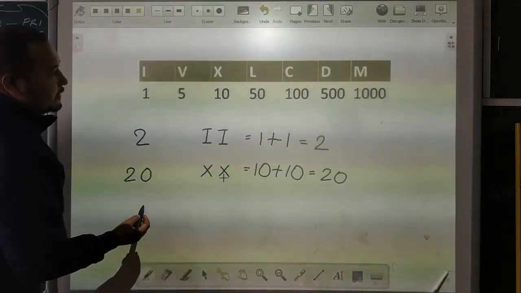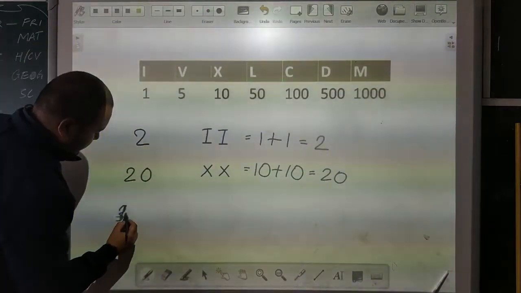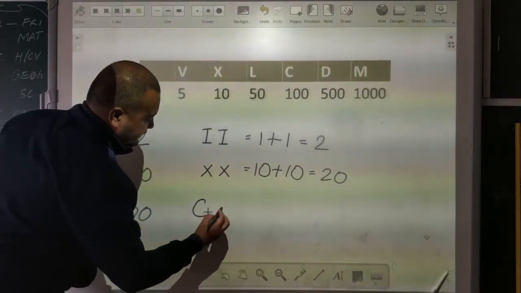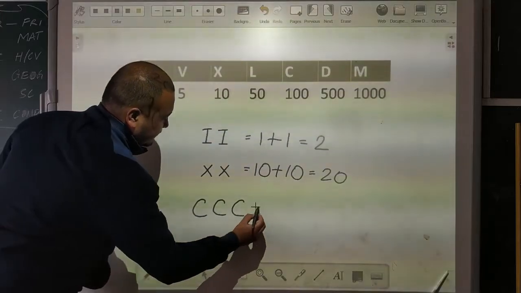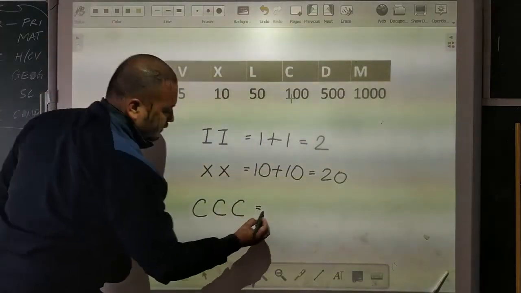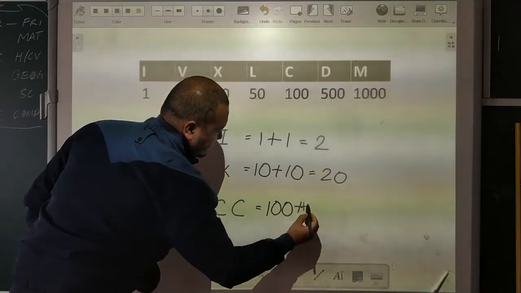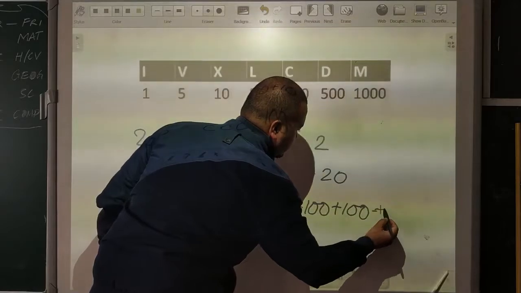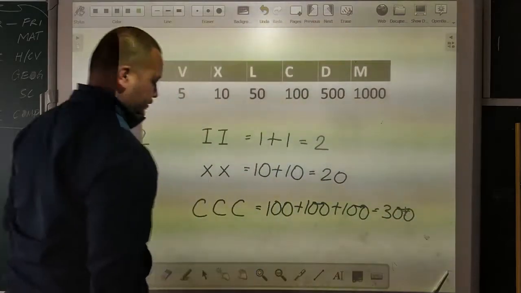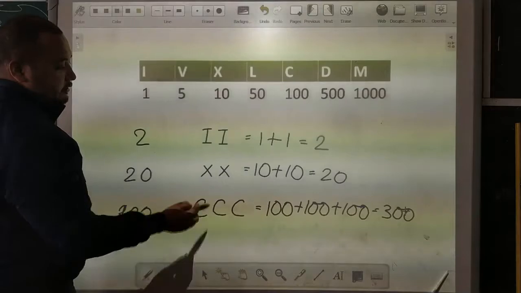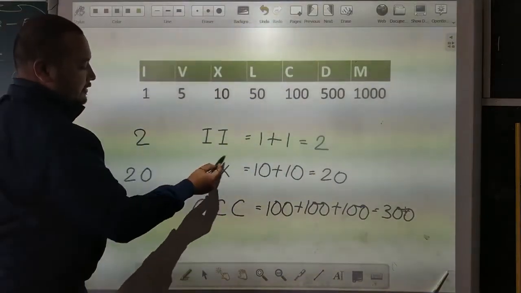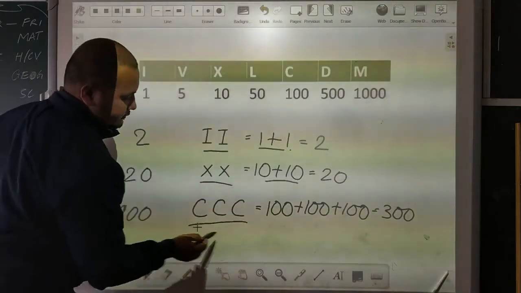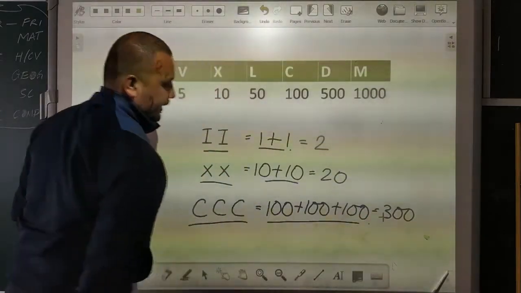Now let's see how we can write 300. You have C, C and C, because C means 100. So this is 100 plus 100 plus 100, which is equal to 300. As you can see, if the symbols are repeated, we just add them and we find the actual number.